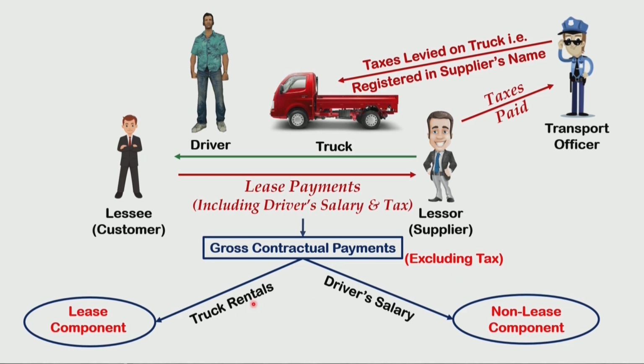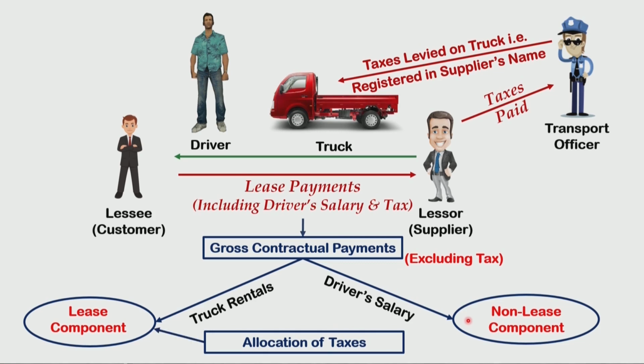That means only the two components, truck rental and driver salary, will be separated as lease component and non-lease component, and the tax will be separately allocated between these two components again. That means the tax paid on an overall basis by the lessor to the transport department will be allocated between lease and non-lease component exactly in the same proportion as it was for the truck and driver's salary.